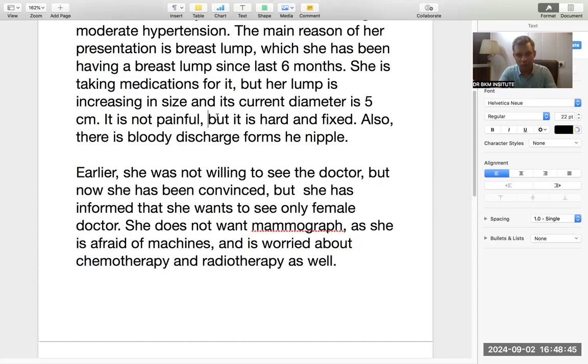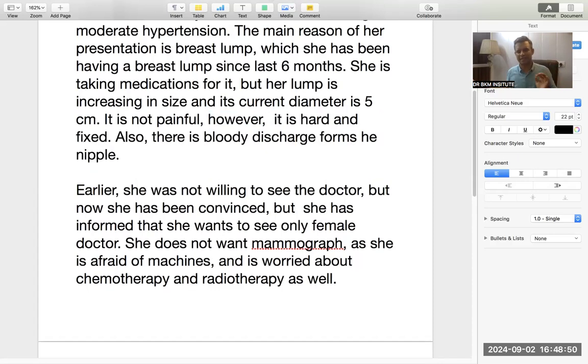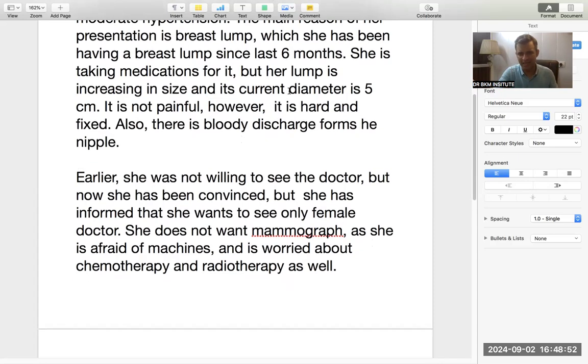It is not painful. But why use it twice? I will make it. However, it is hard and fixed. Also, there is bloody discharge from her nipple. So that is how the doctor will get to know about the seriousness.